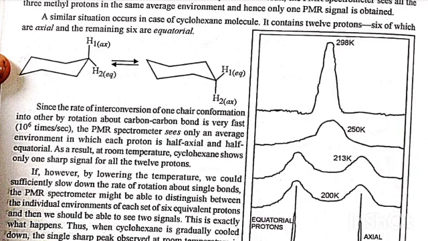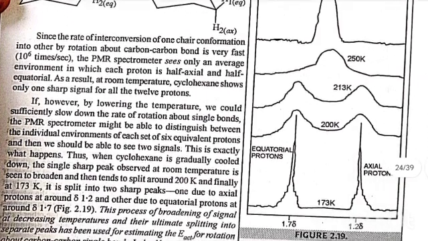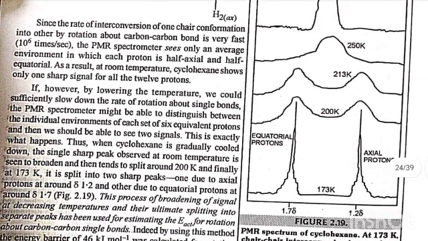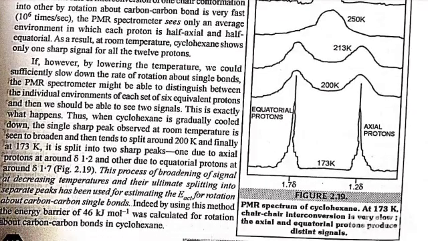It contains 12 protons, 6 of which are axial and the remaining 6 are equatorial. Since the rate of interconversion of one chair conformation into the other by rotation about the carbon-carbon bond is very fast, 10 to the power 6 times per second, the PMR spectrometer sees only an average environment in which each proton is half axial and half equatorial. As a result, at room temperature, cyclohexane shows only one sharp signal for all the 12 protons.